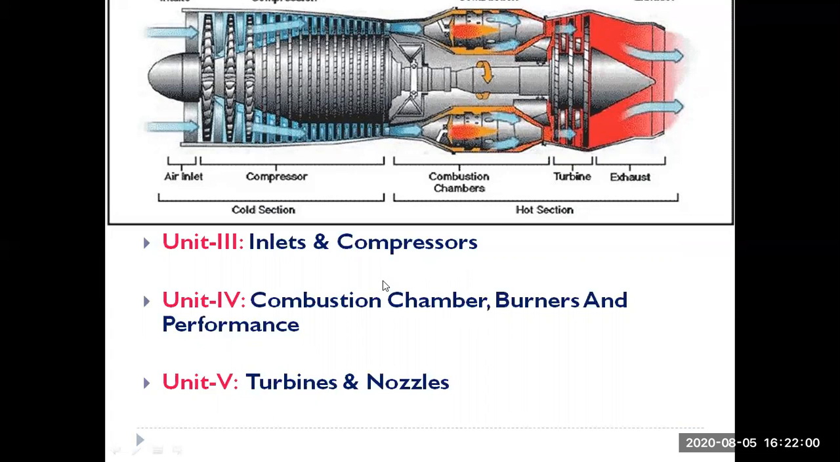So you can understand here: in Unit 1, you are going to discuss all the parts, and in Unit 2, you are going to learn about the different types of jet engines. In Unit 3, you are going in depth to learn about each and every part in a jet engine: inlet, compressor, combustion chamber, turbine, and exhaust. These are all included in Unit 3, Unit 4, and Unit 5 in great detail.